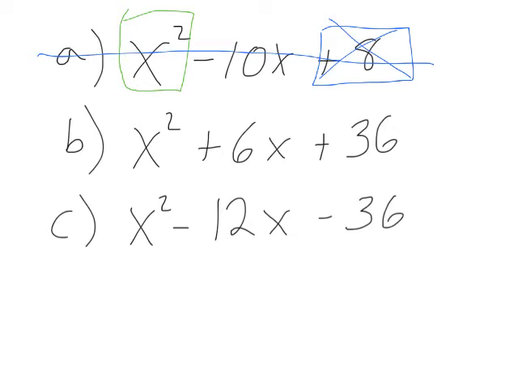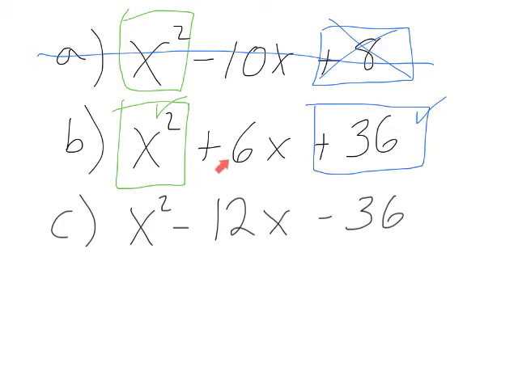On B, this looks promising. I have a first term that's a perfect square. I have a third term that's a perfect square. 36 is 6 times 6. That's a perfect square. But now I have to analyze this middle term, 6x. Well, I know the square root of x squared is x, and the square root of 36 is 6. This says 6x, but what I have to remember is I have to do x times 6 times 2 to get this middle number. I should have seen a 12x here, not a 6x. This is, in fact, not a perfect square trinomial.